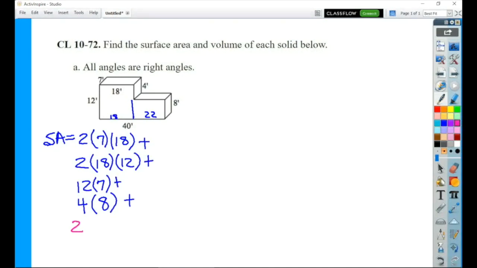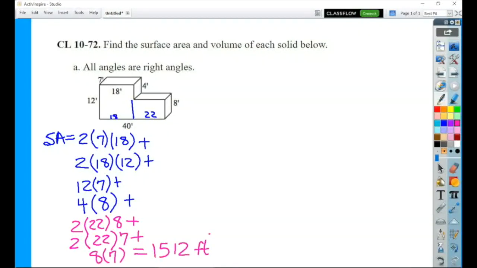So we're going to add this together, and then we're going to add the right hand side where we have two that are 22 by 8 plus two that are 22 by 7, and then we have one that is 8 by 7 for a total of 1,512 feet squared.